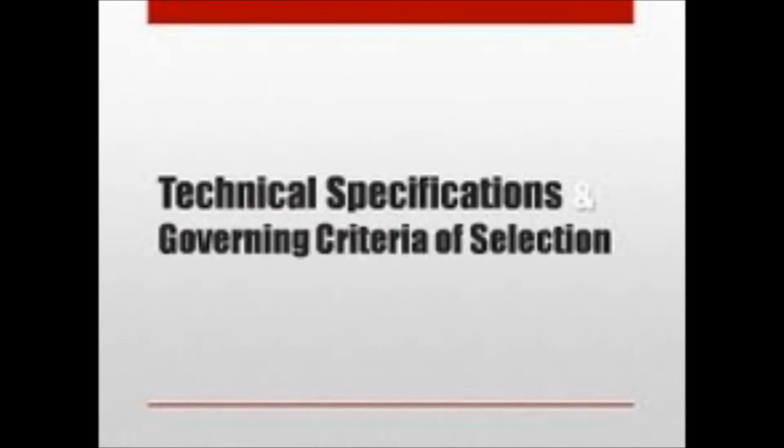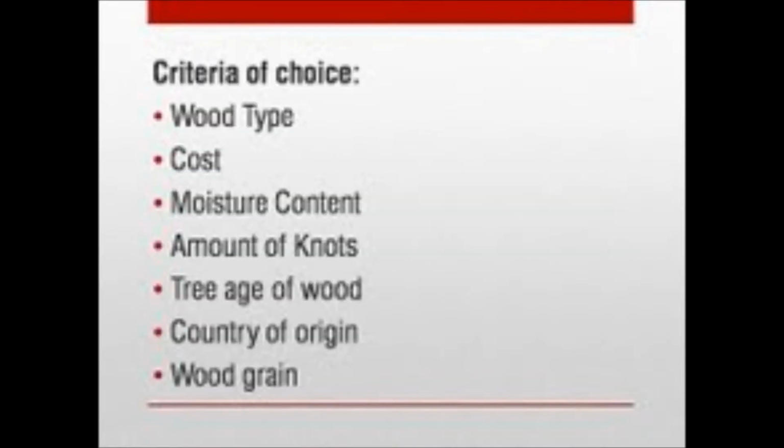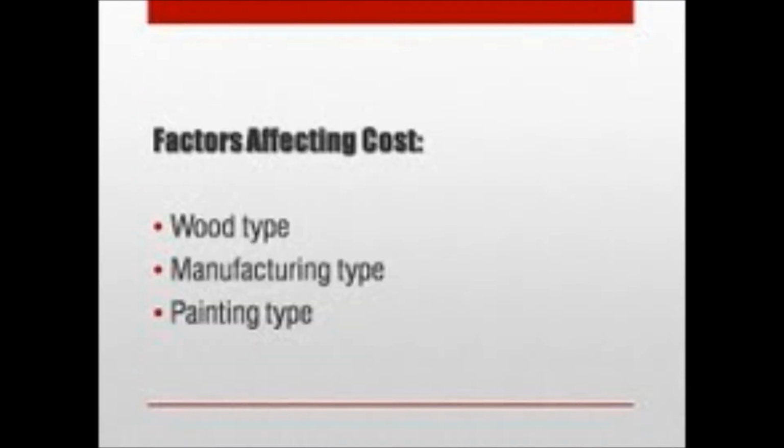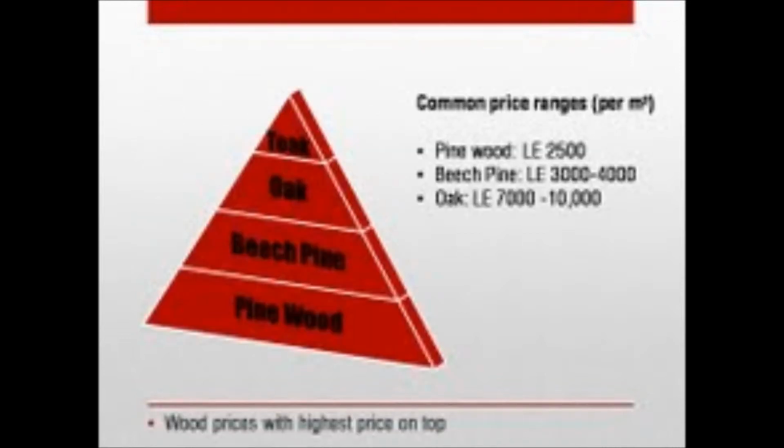Now we're going to talk about the various factors that contribute to the criteria of choosing wood. Those factors are the wood type, the cost, the moisture content, the amount of knots, the tree age, the country of origin, and the wood grain. As for the factors that affect the costs, they are the wood type, the manufacturing type, and the painting type. Here are the common price ranges per meter squared of the three most commonly found types of wood in Egypt. The types are put in a pyramid in ascending order of increase in price.